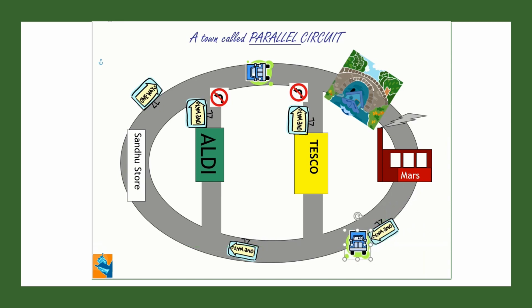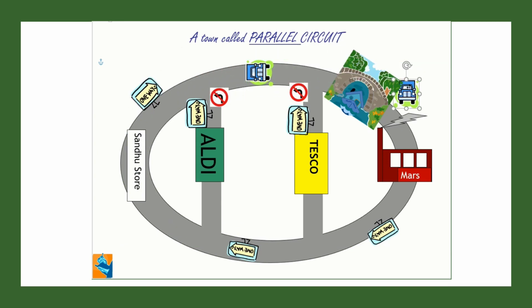Let's go again. This time I'm going to go along the road and I've got a choice here again. I'm going to go to Aldi, go through Aldi, can't turn left, have to turn right, can't turn down there, so I have to go over the bridge, through the Mars bar factory, and let's see if there's another route. So here I'm going to go to Sainsbury's and back up again.